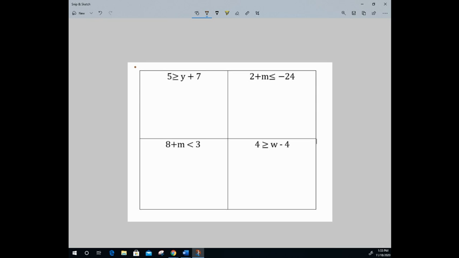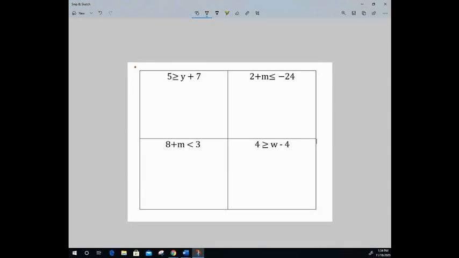All right, ladies and gentlemen, in this video, I'm going to show you how to solve inequalities that deal with addition and subtraction. So let's take a look at this. First off, whenever we're solving inequalities, we're going to treat it as if we were solving an equation. Those inequality symbols are just there. We're just going to treat it just like an equation.